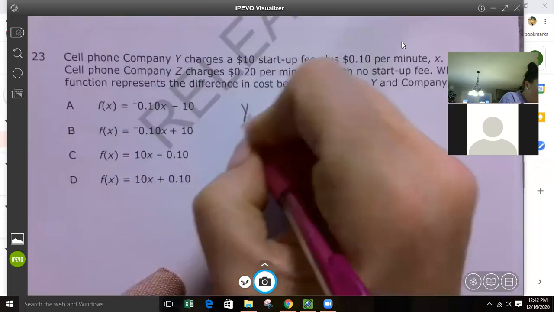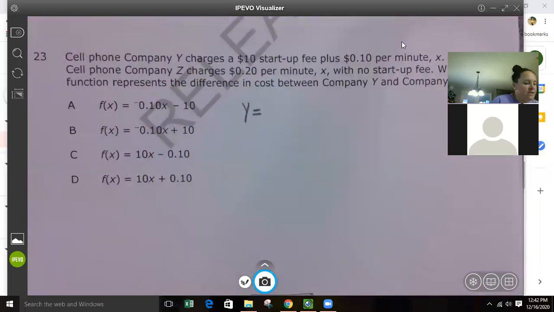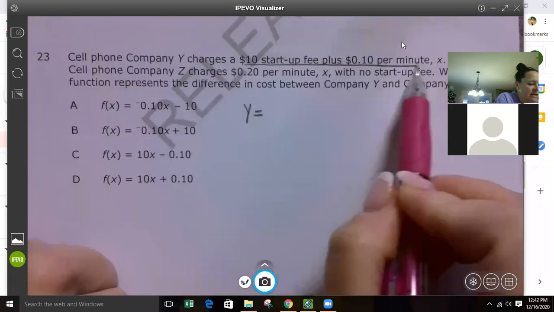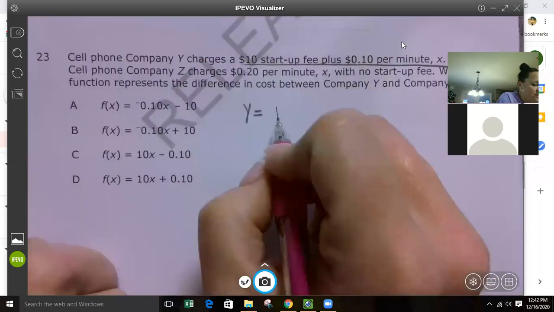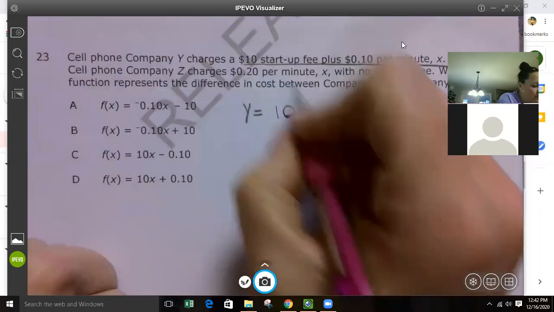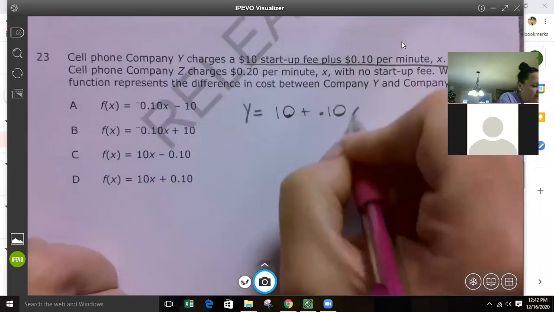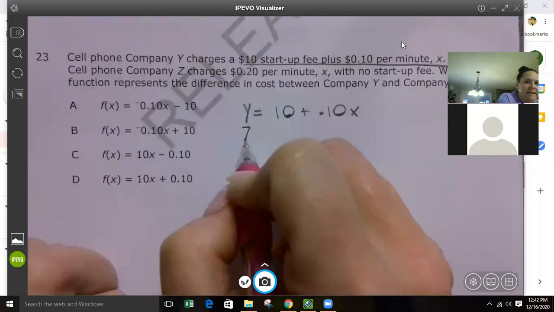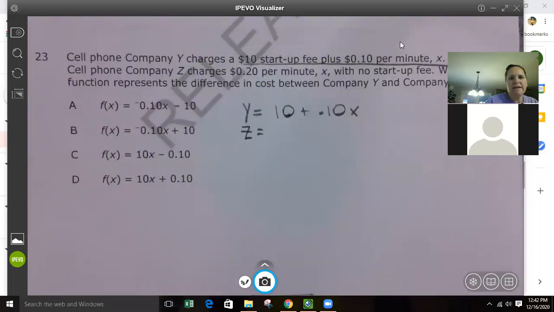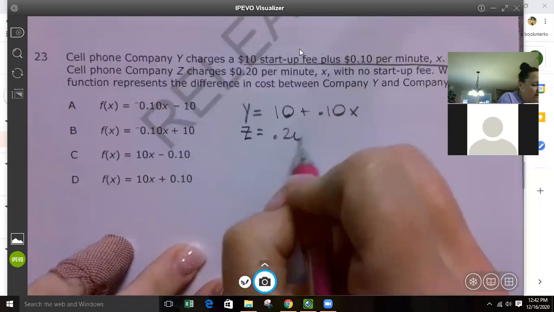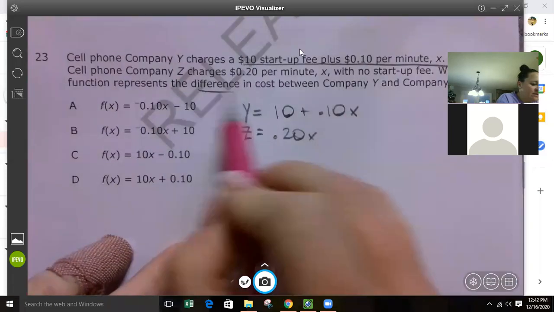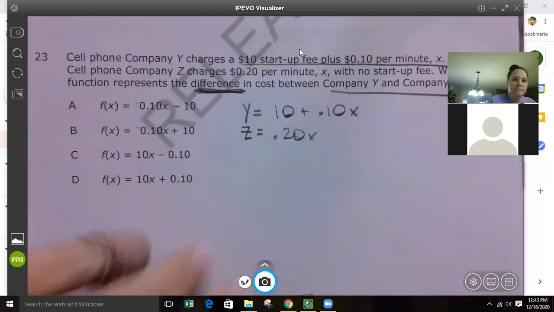So we're going to start with company Y, and we're going to write the equation. We have a $10 startup fee plus 10 cents per minute x. So $10 startup fee plus 10 cent x. For Z, it says that it has 20 cent per minute x. But read what it's asking you. It wants to know the difference. What does difference mean?